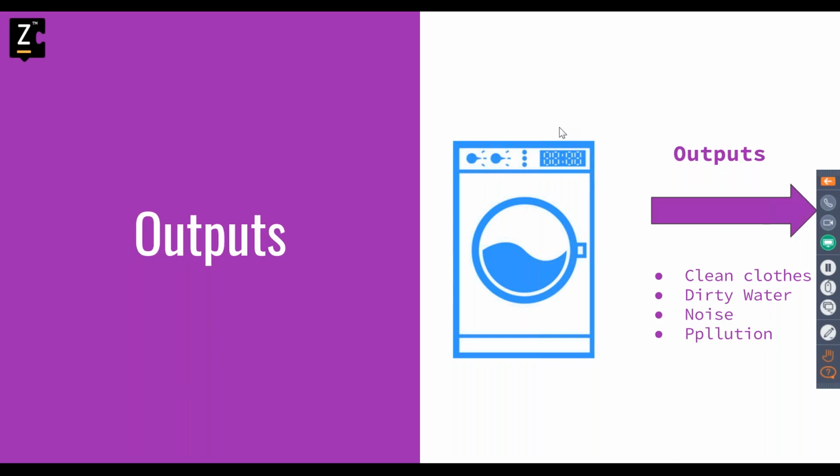The washing machine, like any other technological system, has outputs as well. Outputs are whatever the washing machine outputs, like clean clothes, but also dirty water, noise, pollution, etc. Outputs can also be energy, material, or data.